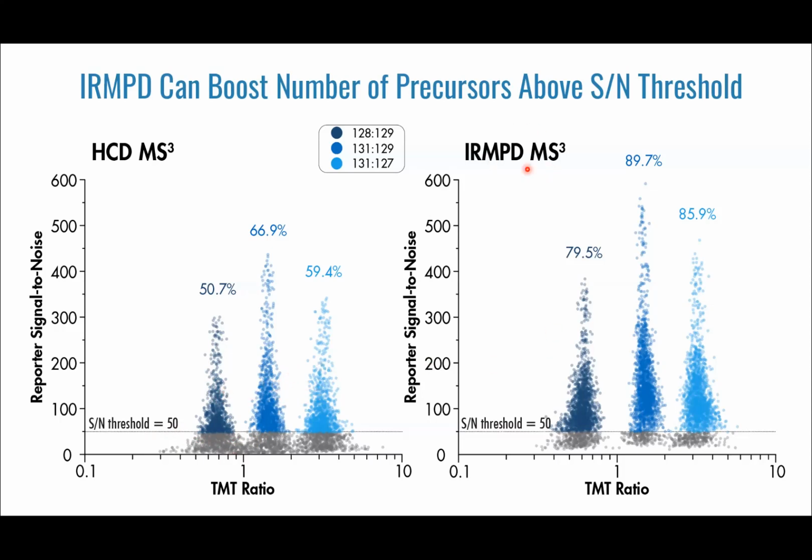But if I use the IRMPD approach, I can boost signal, and I can get 80 to 90% of these things up above that threshold. So I'm boosting signal. So it's a neat trick. It's not going to change the world, but it's an interesting trick that can boost signal to noise, particularly for low-level applications. All right, so that's some technology.